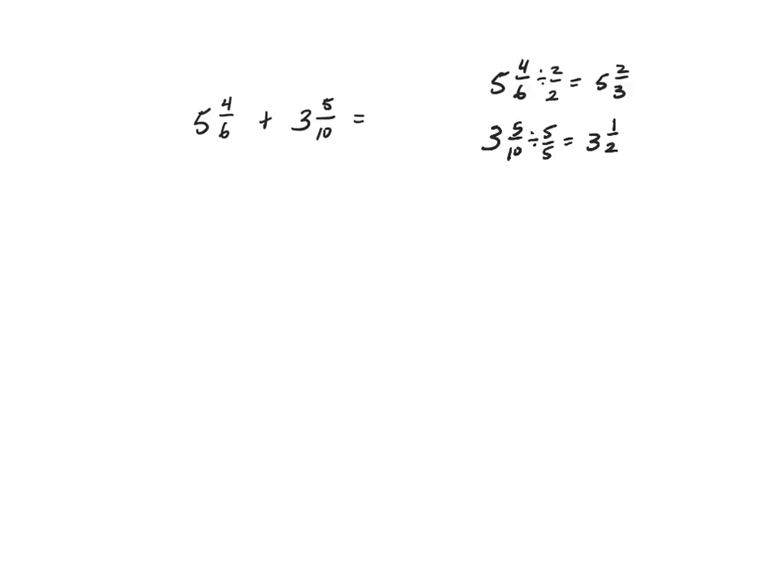One last example of adding mixed numbers. 5 and 4/6 plus 3 and 5 tenths. Now, I purposely chose this example of something that is not simplified to begin with. Whenever possible, I look at my problem and simplify before I begin. So 5 and 4/6, I can simplify by dividing by 2 over 2, and I can then get 5 and 2 thirds. 3 and 5 tenths can also be simplified by dividing by 5 over 5, and I would get 3 and 1/2. So now I'm going to use those simplified fractions for my problem. 5 and 2/3, 3 and 1/2.